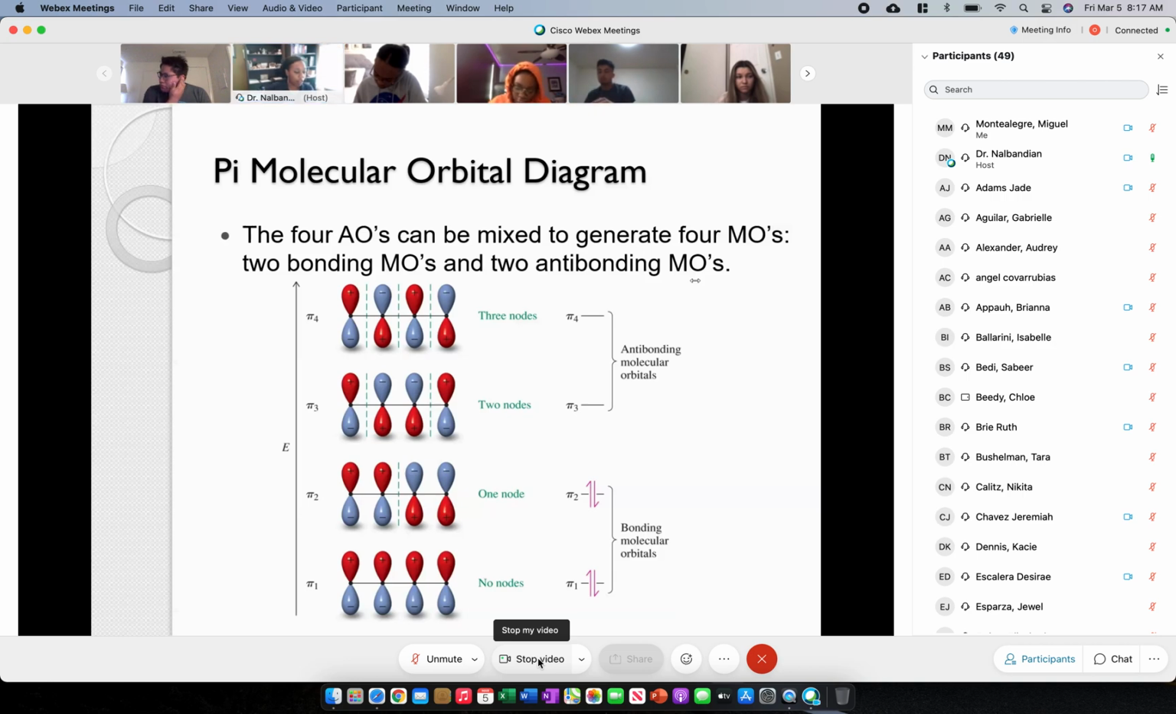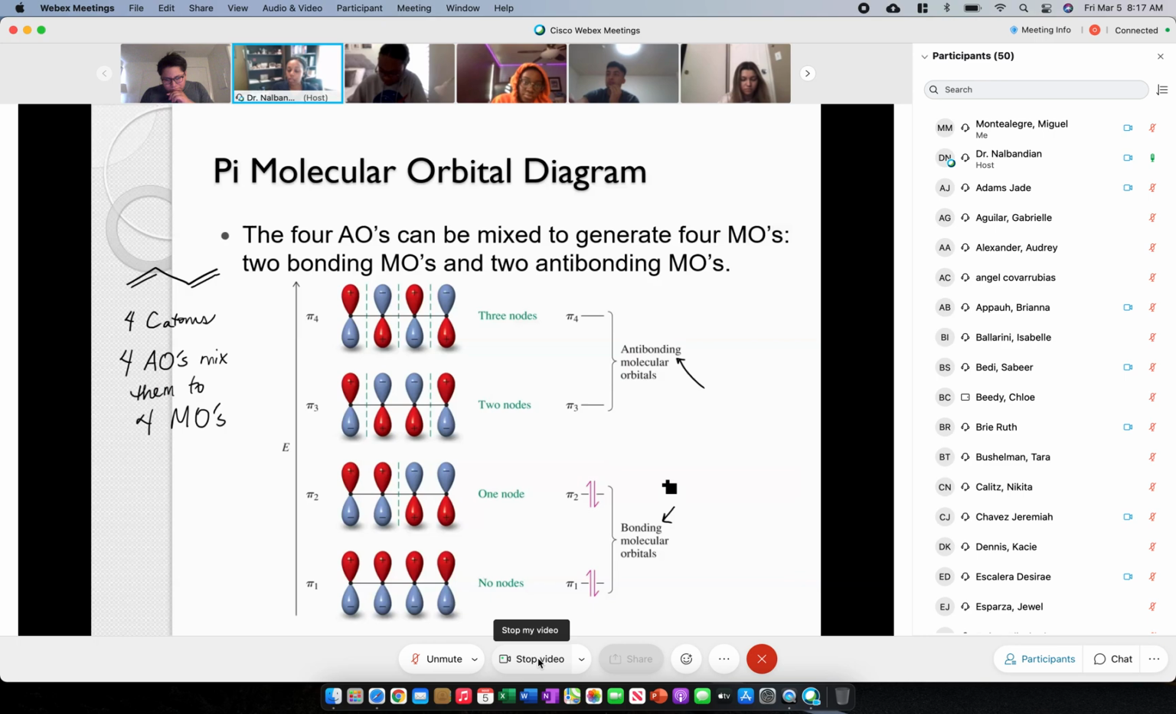All right, so we are talking about these conjugated dienes, right? We have this 4-carbon chain where we have these 2 alkenes. We know that we have 4 carbon atoms, and each atom brings its own atomic orbital, so we have 4 atomic orbitals. If we take these 4 atomic orbitals and mix them to get 4 molecular orbitals, then here are our molecular orbitals. We have 2 bonding molecular orbitals and 2 antibonding molecular orbitals. The 2 bonding molecular orbitals have no node or 1 node, and the 2 antibonding have 2 and 3 nodes.